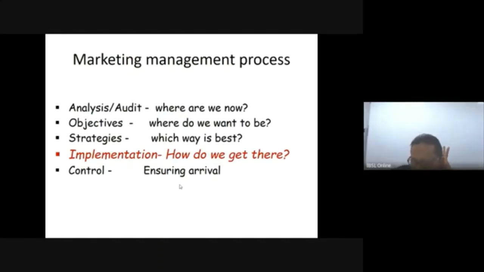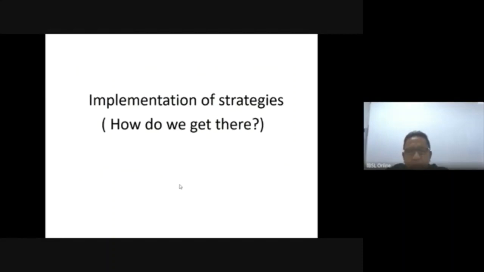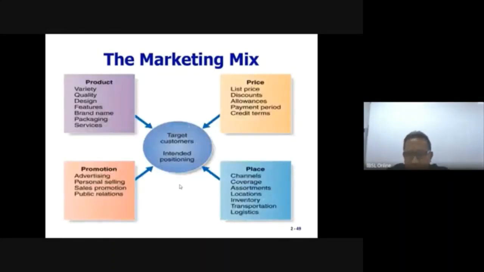So then we came to the implementation stage. This stage is the more critical stage in the marketing management process. So this way we connect to the market direct, on a one-to-one basis. Now you have analyzed the market, and we have set objectives, and you have discussed various strategies that can be used. And now it is for you to implement your strategies.